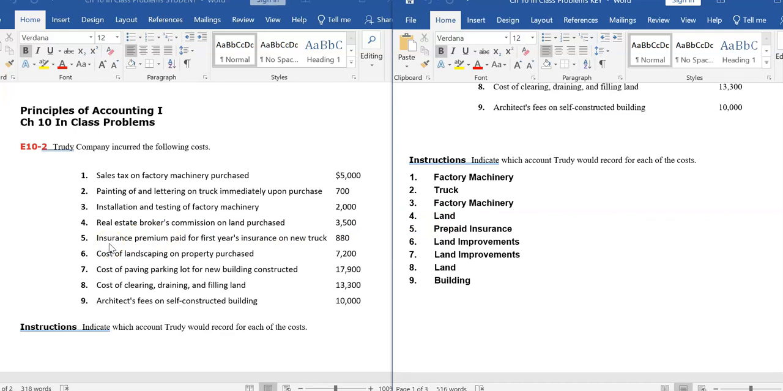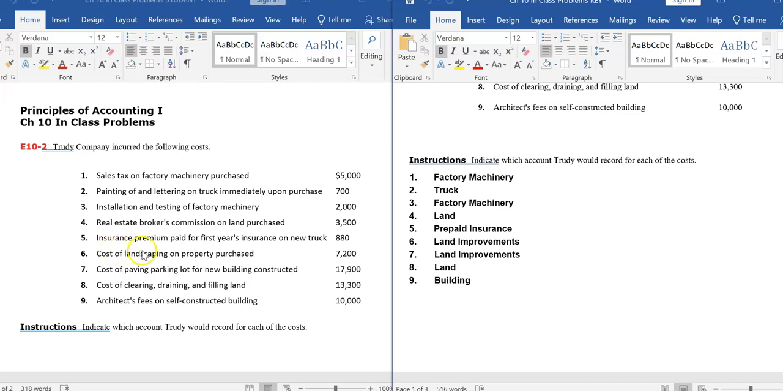Insurance premium paid for the first year's insurance on a new truck. $880 is not a cost of purchasing the new truck, getting it in place and ready for use. This is just essentially a cost that we are incurring because we operate our business using trucks. So it's just a business cost. So we are prepaying a future business cost. That will just be recorded in the asset prepaid insurance account.